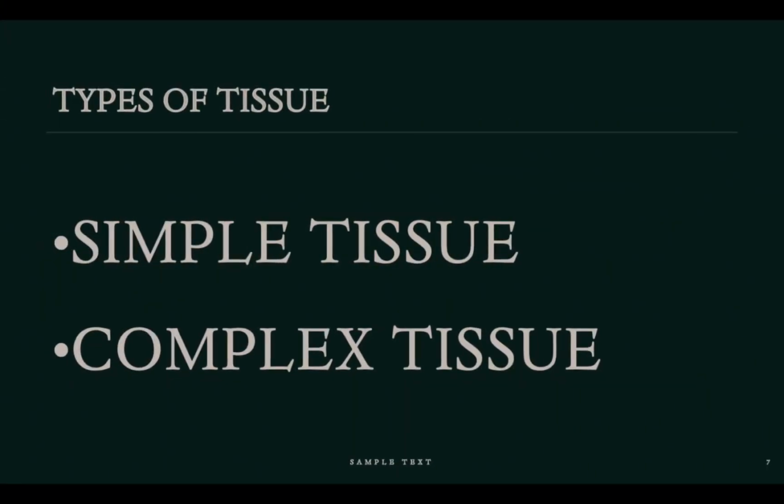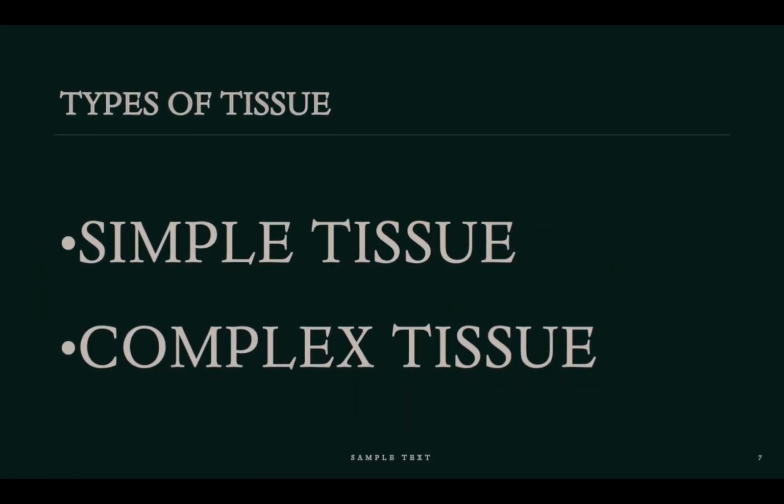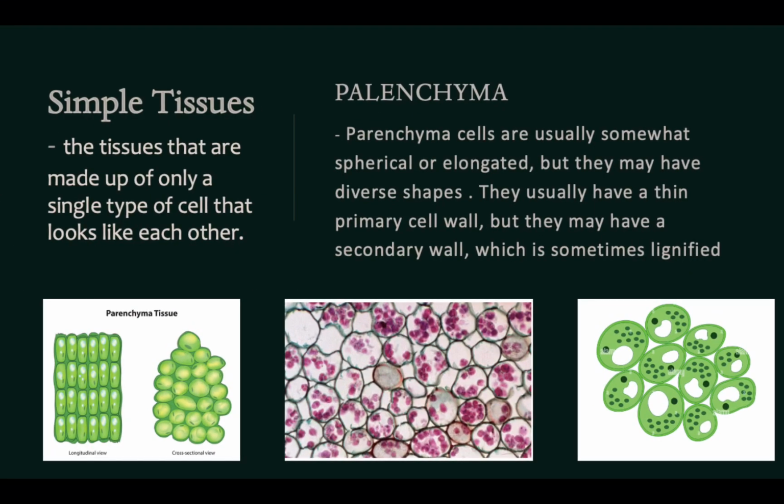Let us now proceed to the two types of tissue, the simple tissue and the complex tissue. So, we have first the simple tissues. Simple tissues are tissues that are made up of only a single type of cell that looks like each other. Under simple tissue, we have the parenchyma.